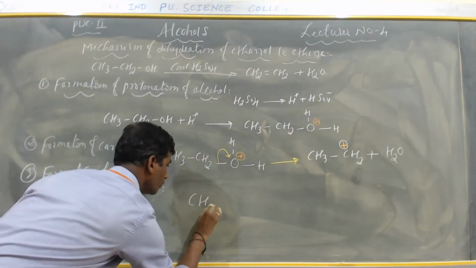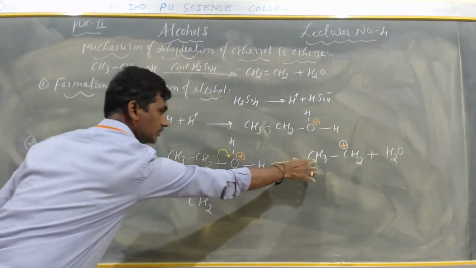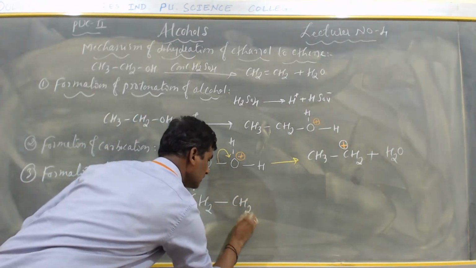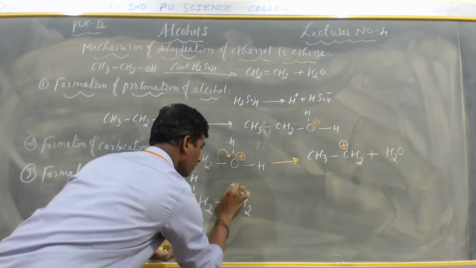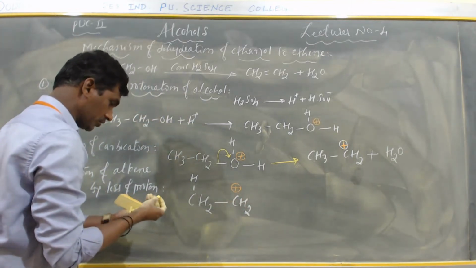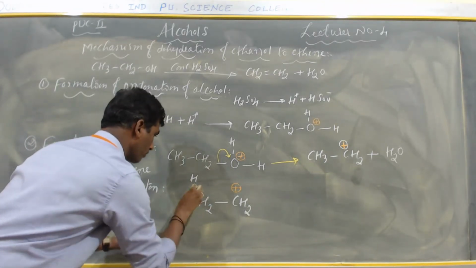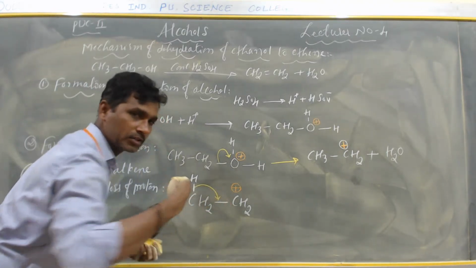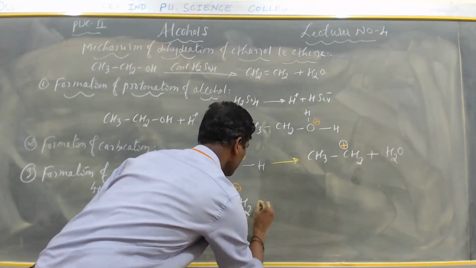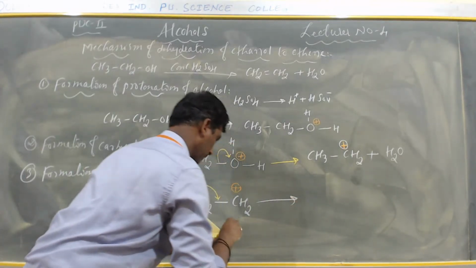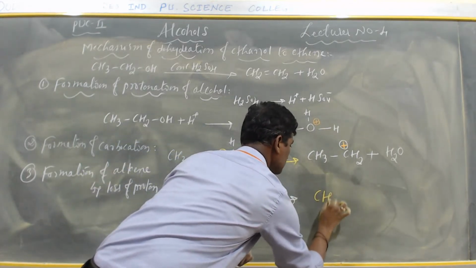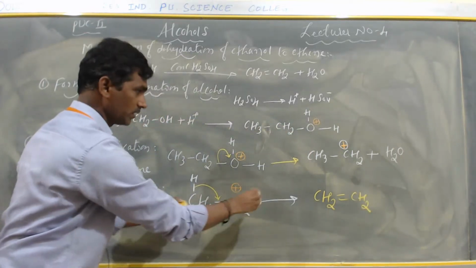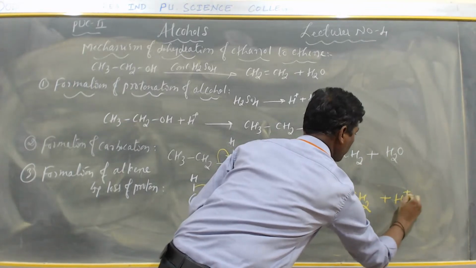Yes, I can take this C. I can write CH2, and this is H. CH3, now HCH2, next CH2, charge is positive. Elimination of proton. Yes, this is the elimination of proton, my dear students. You have to remove this hydrogen. By removing this, what happens? Finally, it gives CH2=CH2 plus H+.